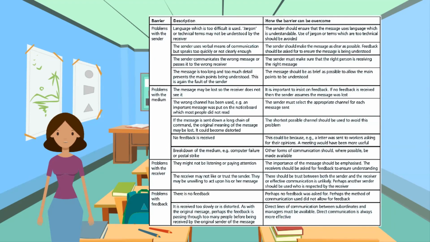Lastly for today, communication barriers. Communication barriers are factors that stop effective communication of messages. In this table, you can see problems with the sender, medium, receiver, and feedback. It also shows how these can be overcome. There is a link in the description so that you can download it and study it.